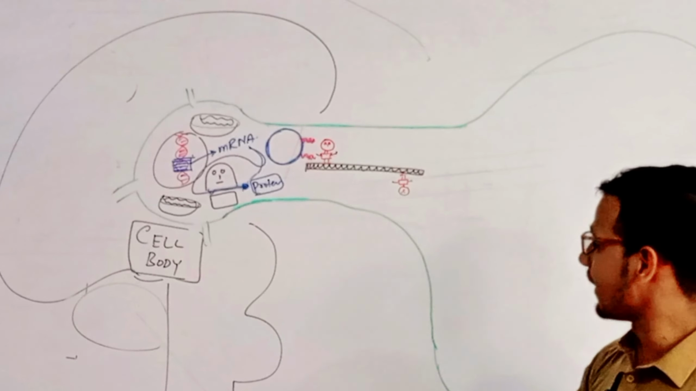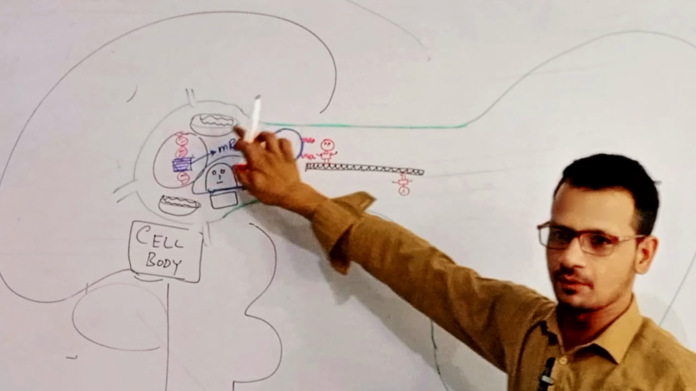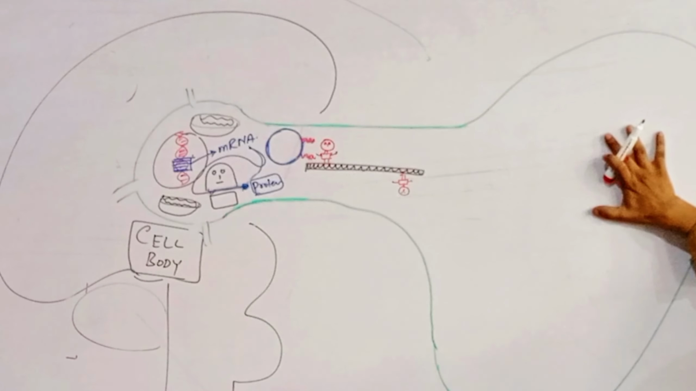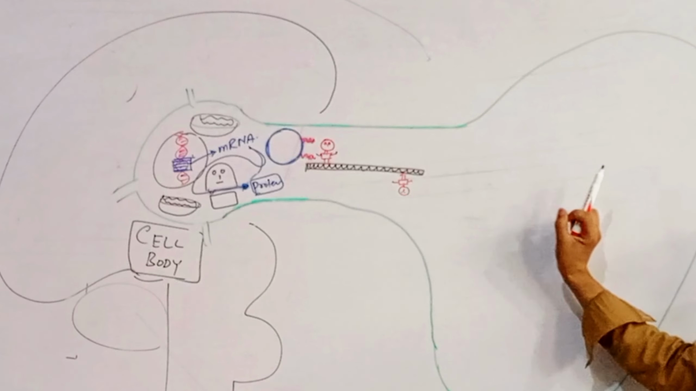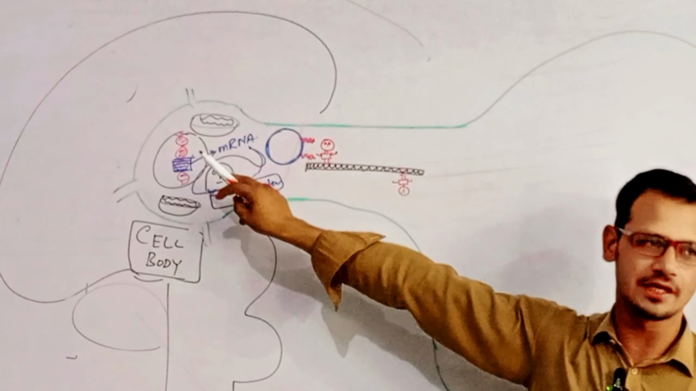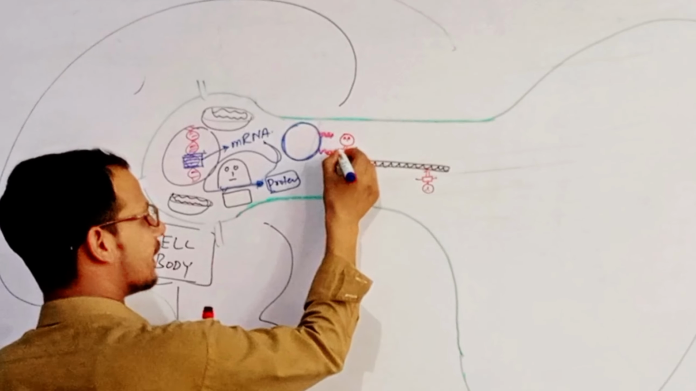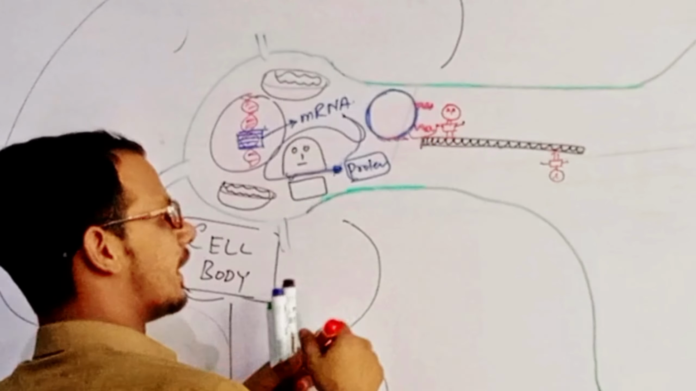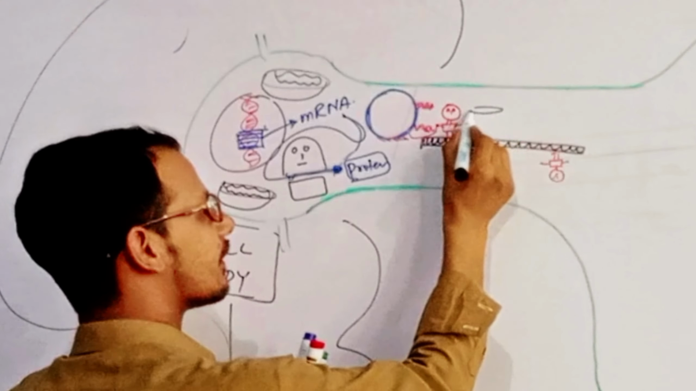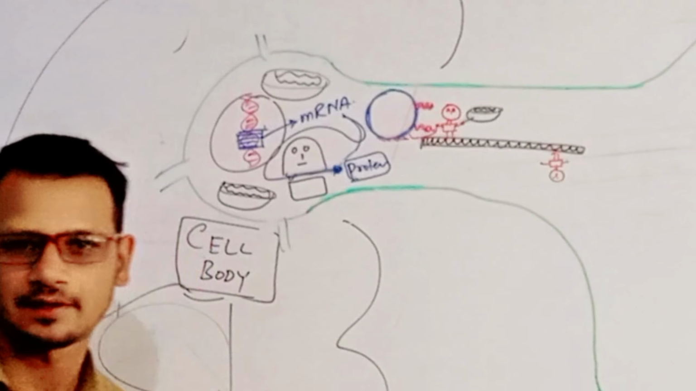These dyneins are responsible for taking things from the cell body to the axon terminal, and kinesin is responsible for taking materials from the axon terminal into the cell body, right? So they have two sides. On one hand it takes this vesicle, and on the other hand it takes the mitochondria, because mitochondria is needed here, right?